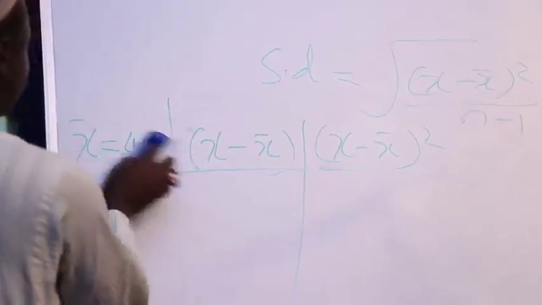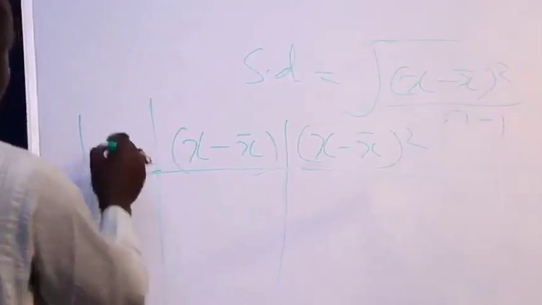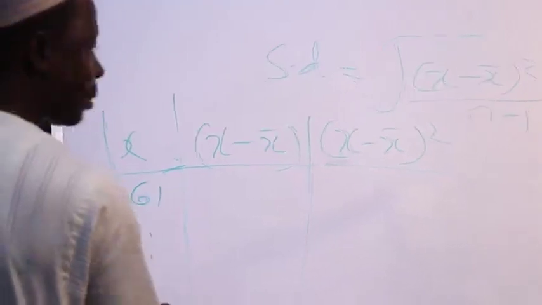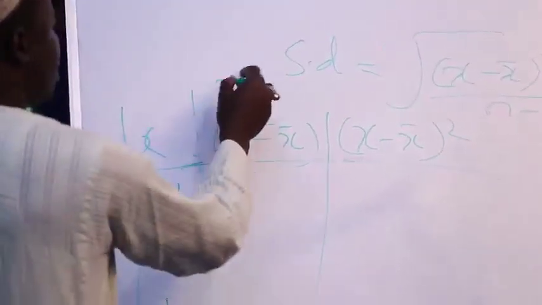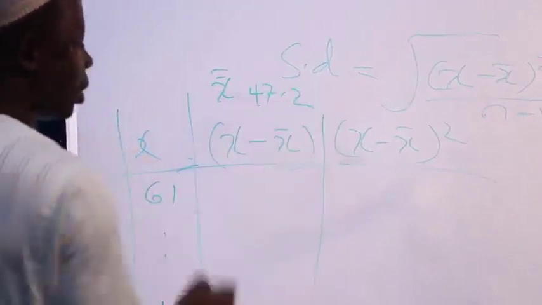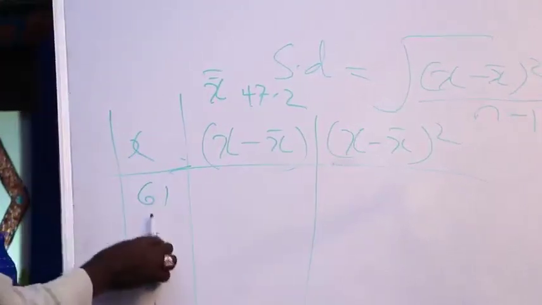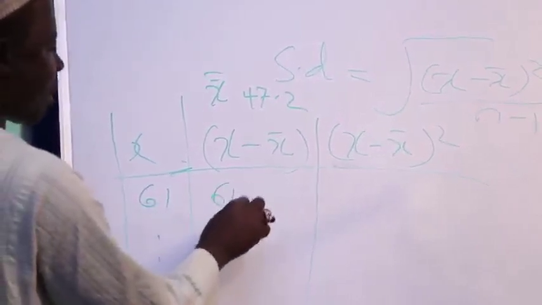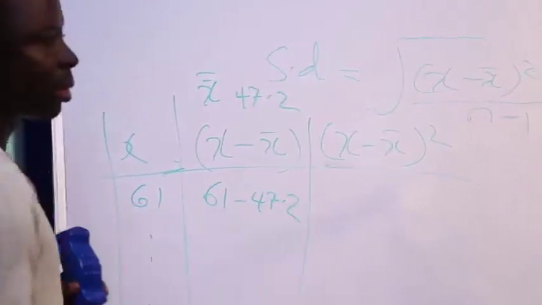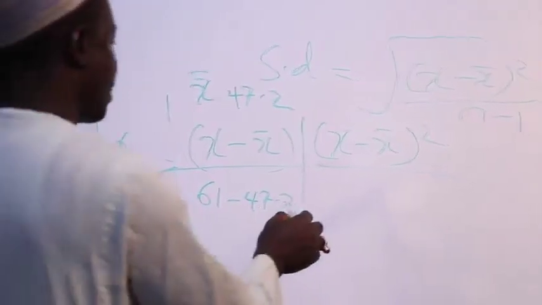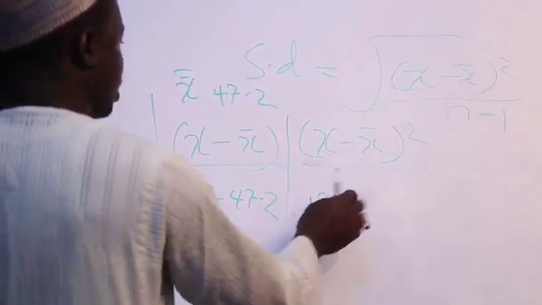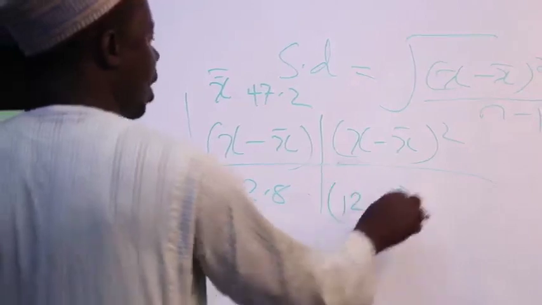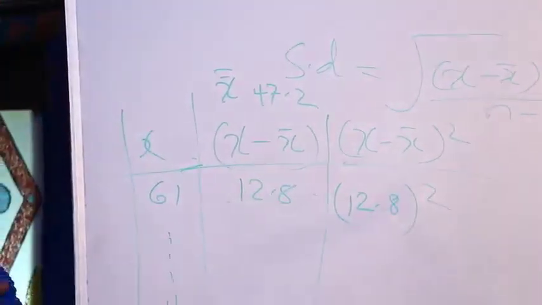So we have all our x starting from 61, for instance, down. So our mean is 47.2. So we'll take all the scores as our x. Then we'll come to this column, we'll say this x, which is 61 minus our mean, 47.2. Then we get the difference, which is 12.8. Here will be 12.8. Then we get the square of this. So this is how we continue up to the last one.